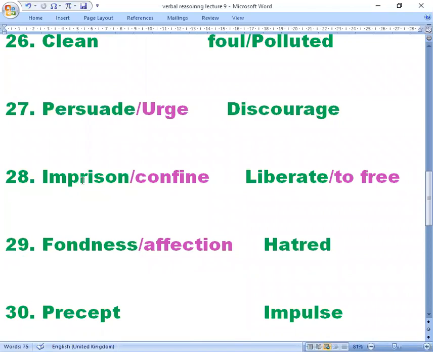Next word is imprison, that means confine or in captive, and the antonym is liberate or to free. Next word is fondness, that means affection or attraction, and the antonym of this word is hatred. Next word is precept, and the antonym of this word is impulse.